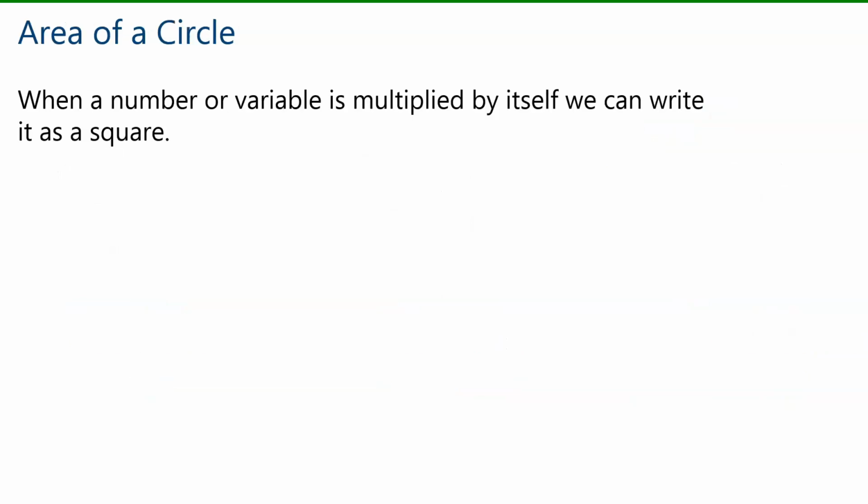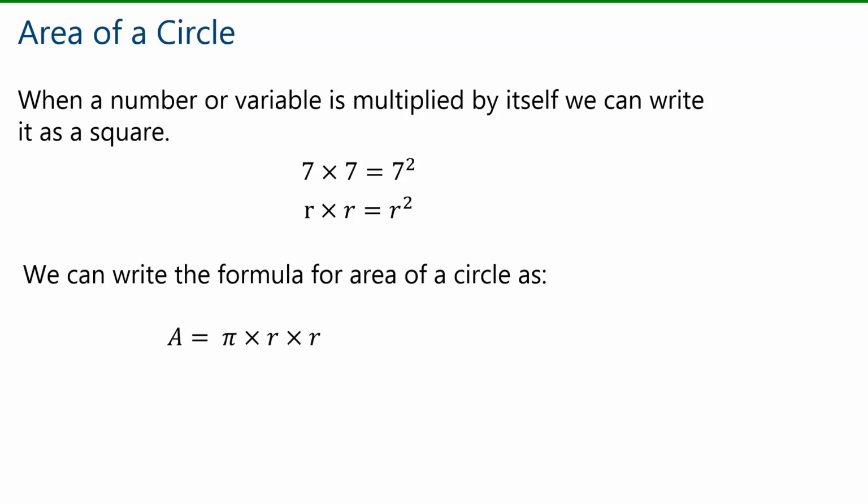So now I want to look at another way the formula for area of a circle can be written. When a number or variable is multiplied by itself, then we can write it as a square. So 7 times 7 can also be written as 7 squared. Or if I have r times r, that can be written simply as r squared. So thinking about our formula for area of a circle, pi times r times r, I can also write that as pi r squared. They are the same. So you can use either formula in the future when calculating area of a circle.